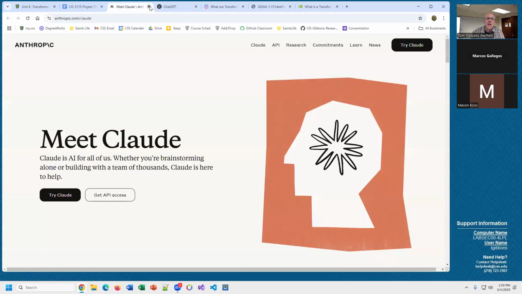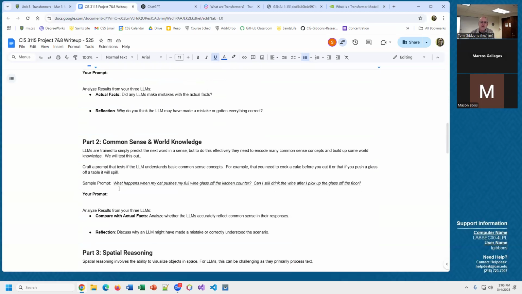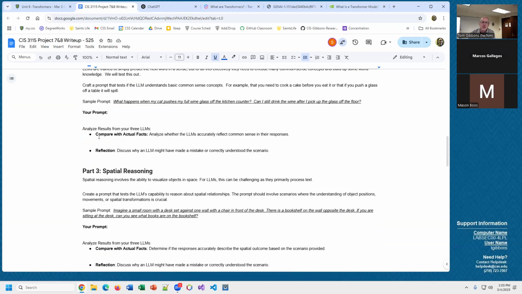Claude is having problems, that's okay. So again, your job for this project is to pick 3 models. You could do 3 models from one vendor if you wanted, or 3 models from different vendors. For each one, you'll create a prompt to test it, and then you'll analyze the results.